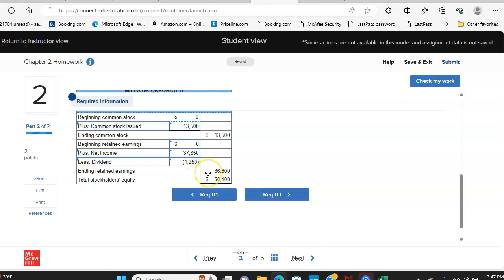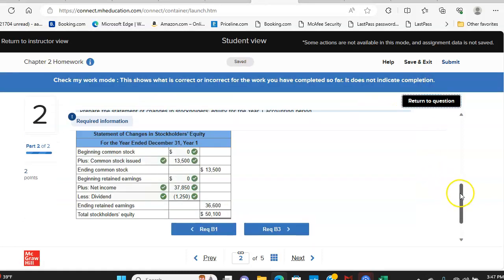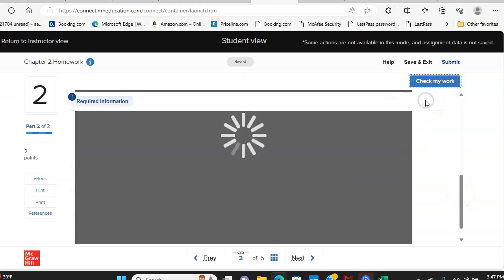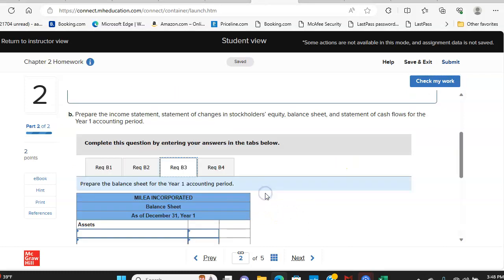So my ending retained earnings is 36,600. Add that to my ending common stock to get total equity, $50,100. Let's check our work. We're good. All right, but this time I'll return to the question. Learn my lesson. Requirement 3 would be the balance sheet.